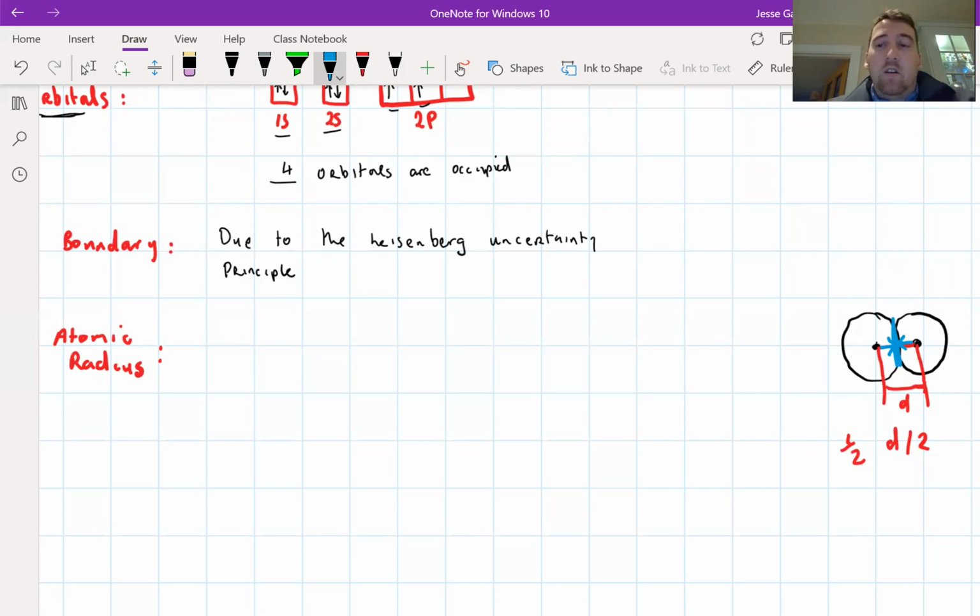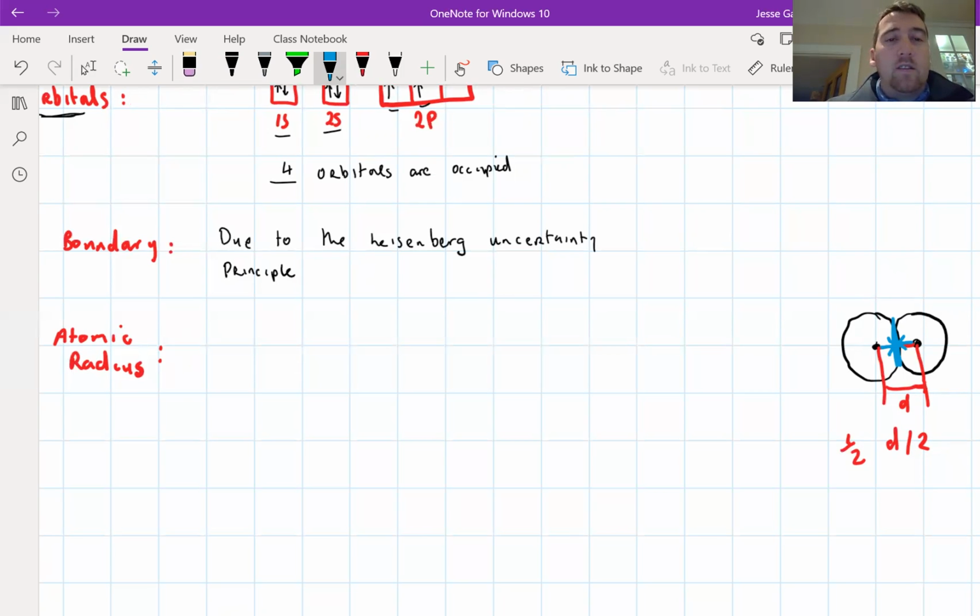That's the atomic radius. Okay, it's not possible to just take a line from the nucleus to the edge of the atom and measure that because we don't know where the edge of the electron cloud is. What we do know is how far apart 2 nuclei are, and we can measure that distance divided by 2, and that should be the edge of one of the atoms. Okay, so that's the atomic radius.